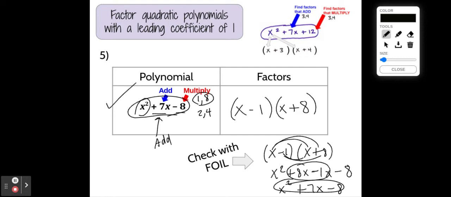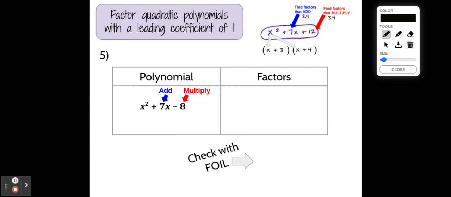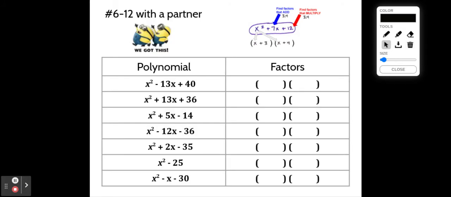Foiling is just a check. What we are looking for is just the set of factors. So when you're doing this, you're looking for just these factors, okay? But the foiling is just a way to check. Now in class, if you were in class and not watching this video right now, these would be the polynomials that we would be factoring in class to see if we were able to do that with a partner, okay?